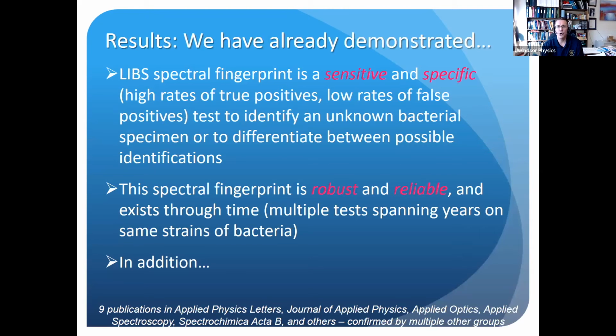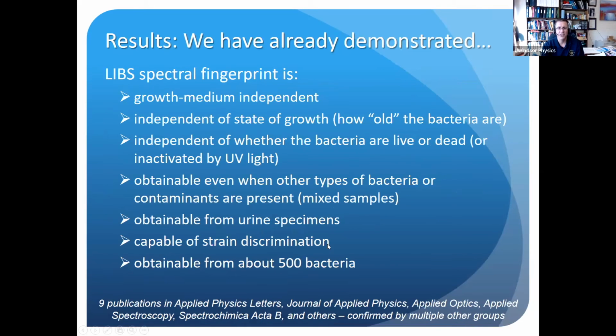So we've just shown that it's really sensitive and specific. It's robust and reliable through time. We've been doing tests for years on the same strains of bacteria, and that fingerprint is actually pretty reliable. So we've proven a lot of really cool things. You know, we're able to get stuff from urine. We can get stuff from about 500 different bacteria, not a single cell. I'm not that good yet, but maybe 500 bacteria. Different types of things that we can do.